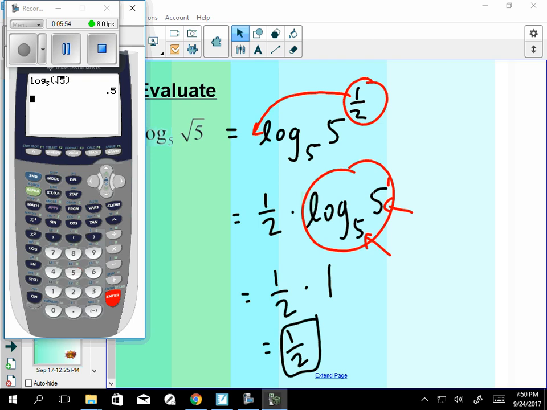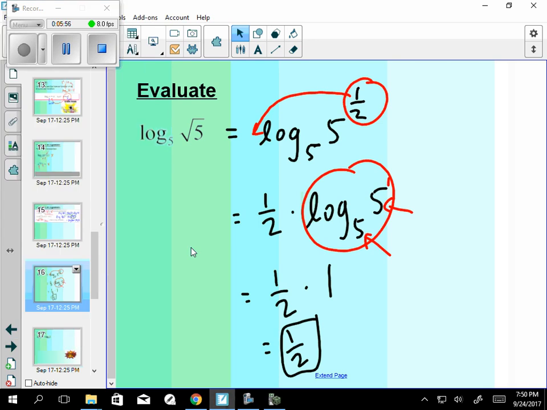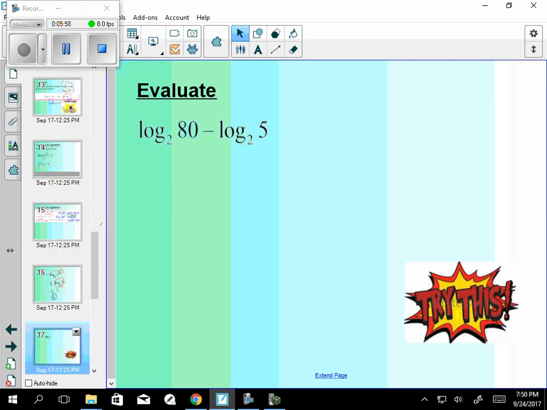Yep. Okay. What I want you to do next here, pause the video, see if you can evaluate this next one without using a calculator. If you have to, then try using it, but see if you can do it without it first, then see what you get. All right, let's check it out.